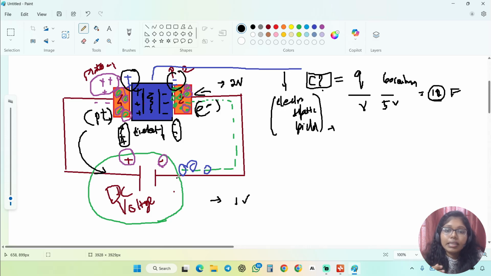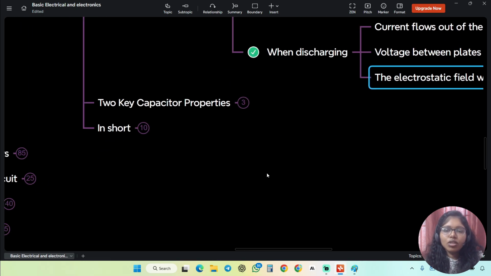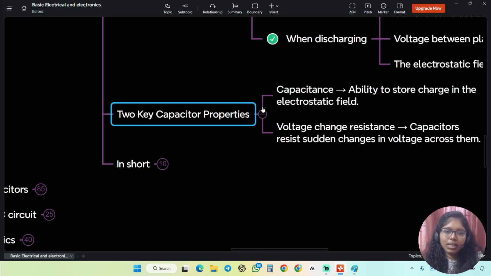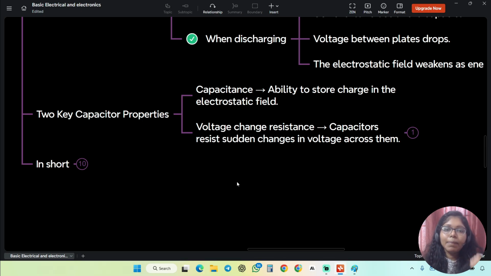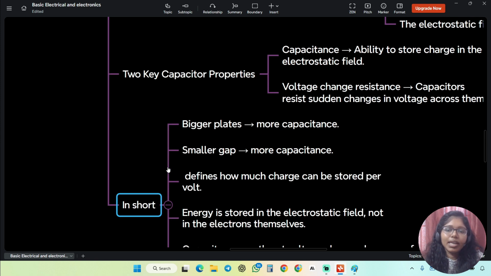These electrons and protons are not actually going to be pulled or pushed into the material. So the charges automatically get discharged, the electrostatic field automatically collapses, and the energy automatically leaves. Now, what are the two key capacitor properties? Capacitance means the ability to store charges in the electrostatic field. So we are able to store the charges you give as an electrostatic field.